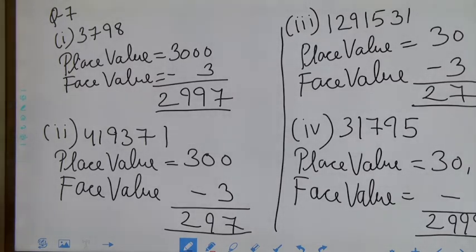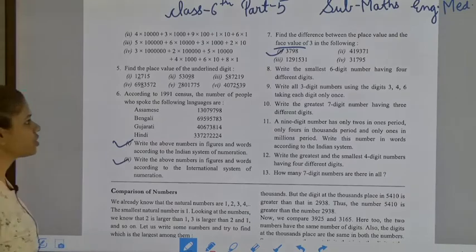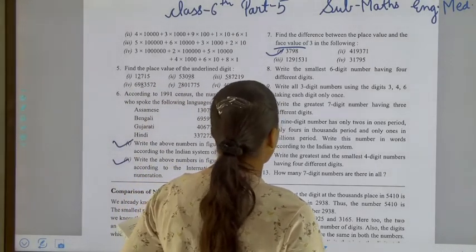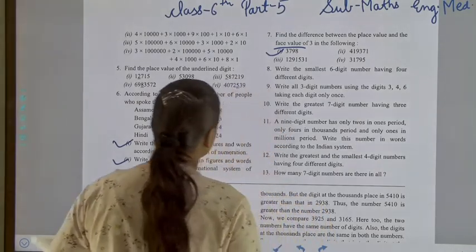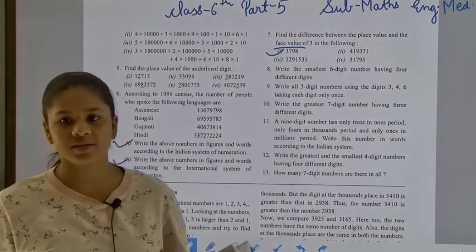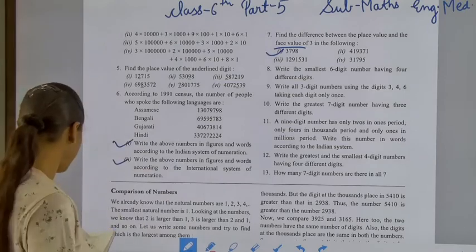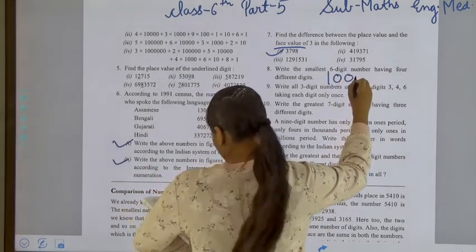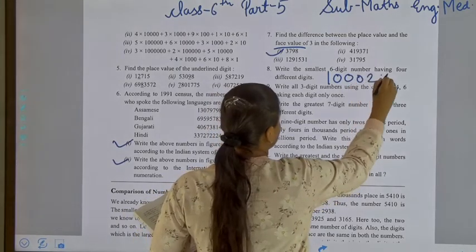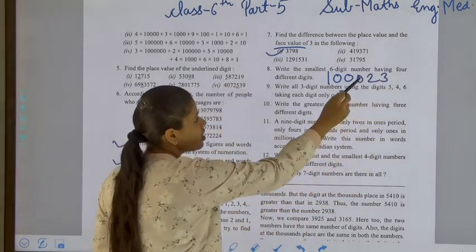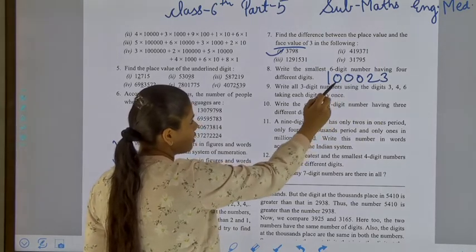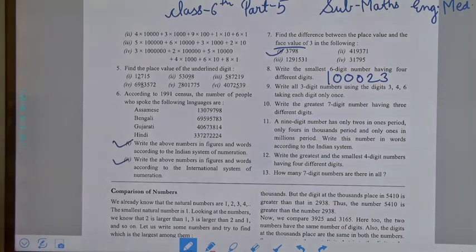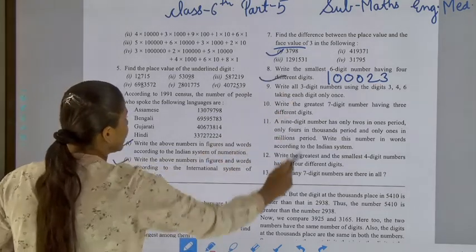Okay, move to the next question, that is question number 8. Write the smallest 6-digit number having 4 different digits. Students, we have to write the smallest 6-digit number having 4 different digits. That is 100,000, ones, tens, 100, 1000, 10,000 and lakh. That is 1,23,000. Now move to the next question.